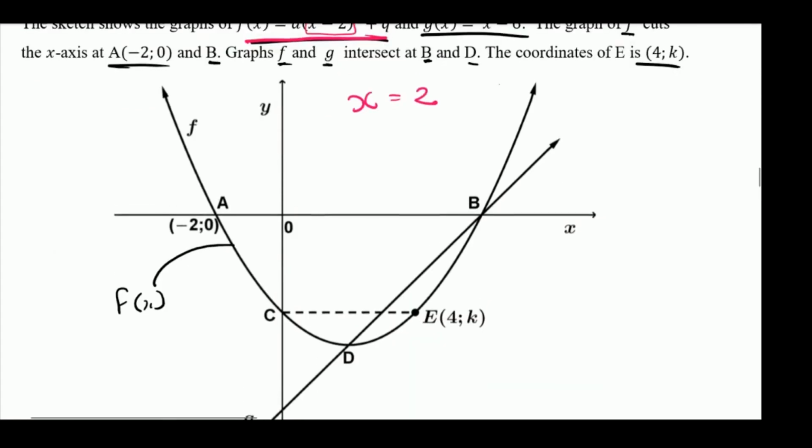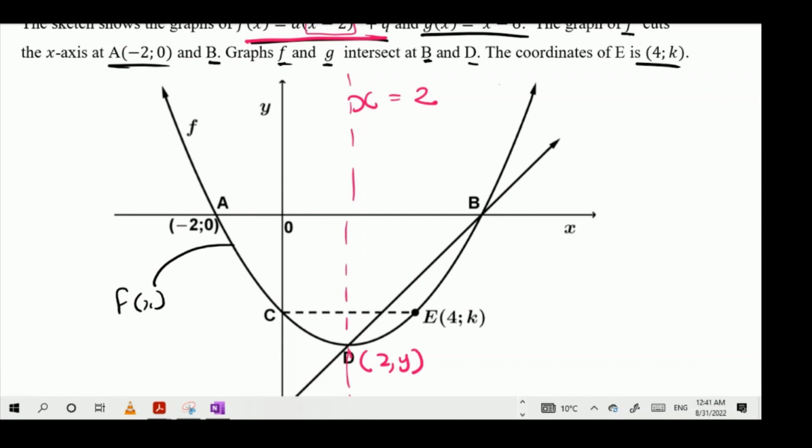And we want to find the coordinates of D, right? So what we know is this is D and the coordinates are 2 and we don't know the y coordinate, right? But we know that x is equal to 2, it's this line here, right? So for us to find the coordinate of y, we know that the straight line also passes through this point.